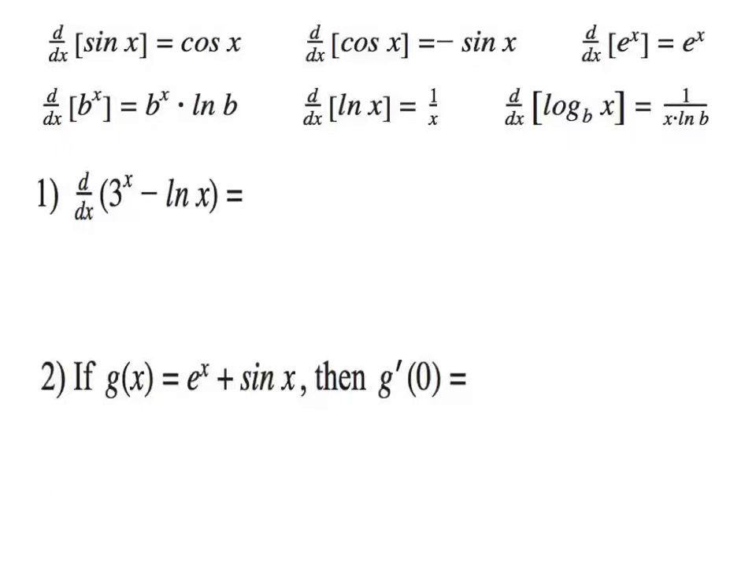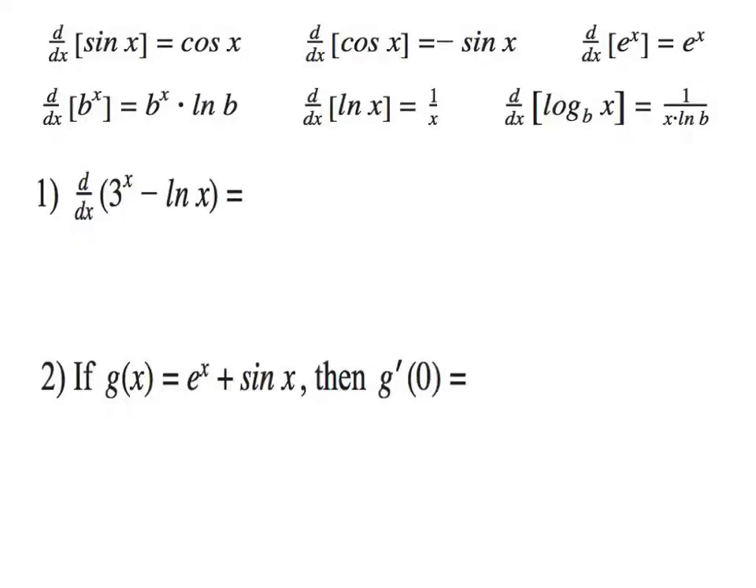Ln x is 1 over x, and log of any base b of x is 1 over x with the ln b at the bottom. What you'll notice is how this and this are similar: the logs with any base have this ln b, and the exponents with any base have an ln b. The natural logs do not have ln b, but the other ones do. The reason for that is if the base is e, ln e is 1. So that's why there is none on this one. Really, it's ln e which disappears.